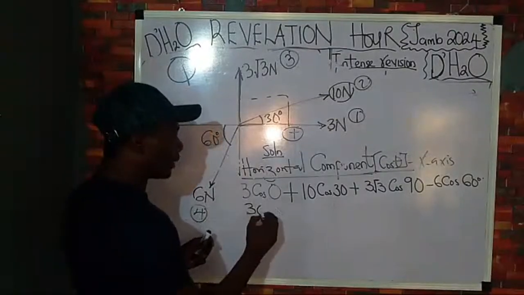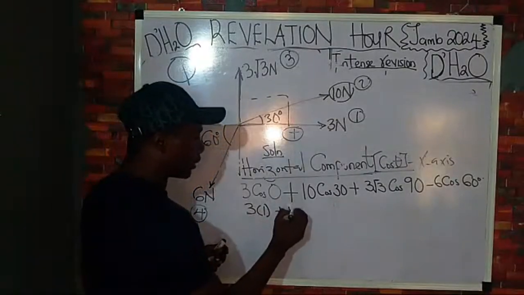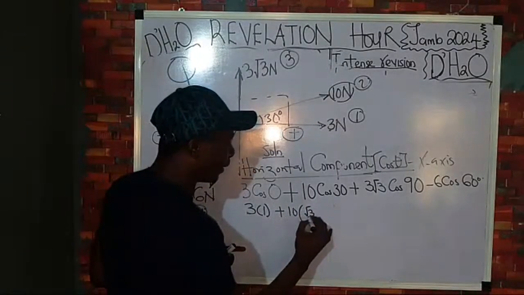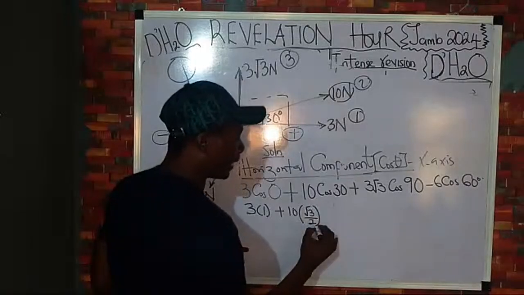Now you have 3 cos 0 is equals to 1, plus 10 bracket, wetin be cos 30, root 3 over 2. You dey get am?